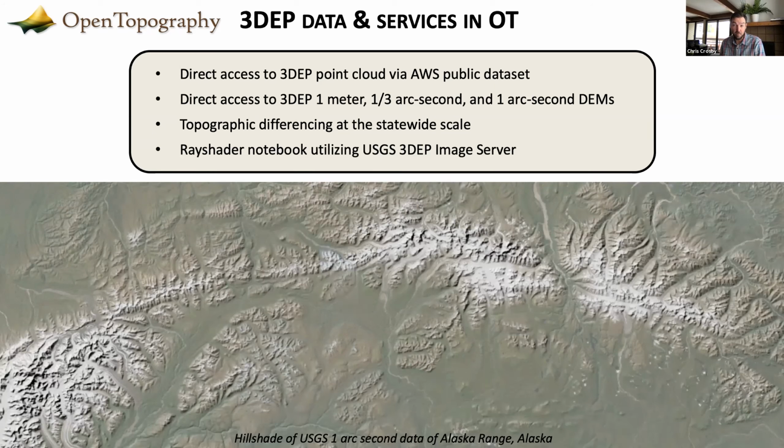I'm going to talk about this topographic differencing use case. And then we're going to talk about this Rayshader notebook that we put together this summer. And the common theme here is USGS's cloud native data and services.